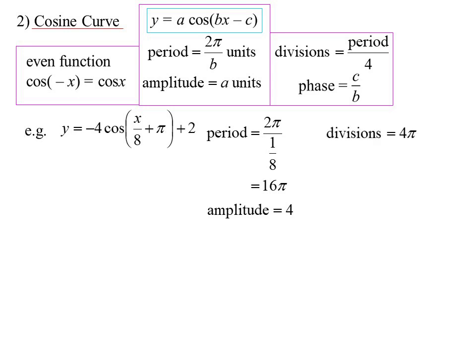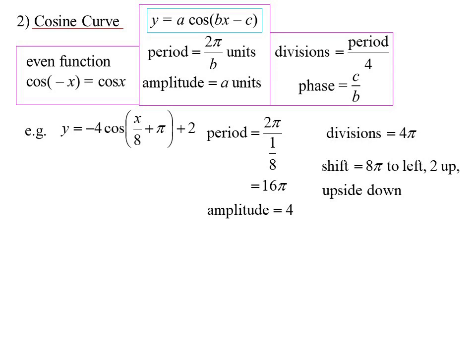The divisions, I'm going to mark off every 16 pi divided by 4, that's 4 pi. Now, we've got some shift happening here. The shift is going to end up being pi divided by 1/8, which is 8 pi. And it's going to the left, but we've also got this plus 2, so it's also going to go up 2. Oh, but hang on, I've got a negative as well, so I've also got a reflection. It's upside down as well.